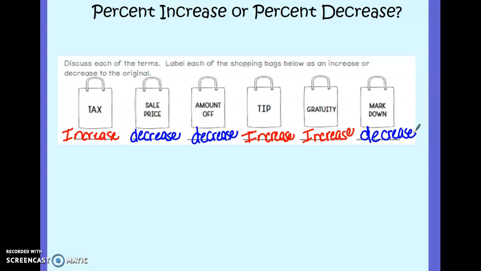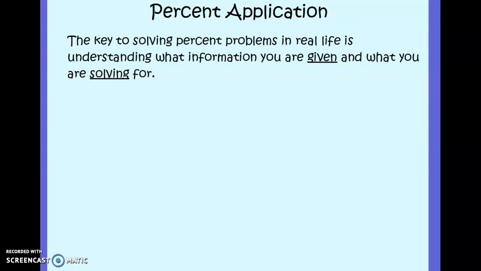So these are all different types of problems that we see in the real world. And this is how we can determine, are we going to add our tax amount or subtract our tax amount to whatever our original amount was? All right, so moving forward.